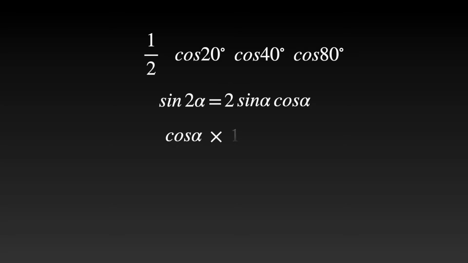The constant 1 can be written as sine alpha over sine alpha. And cosine alpha times sine alpha equals 1/2 times sine of 2 alpha, as I just said. So cosine alpha equals 1/2 times sine 2 alpha over sine alpha. Okay, we can try to solve the problem by using the two formulas above.